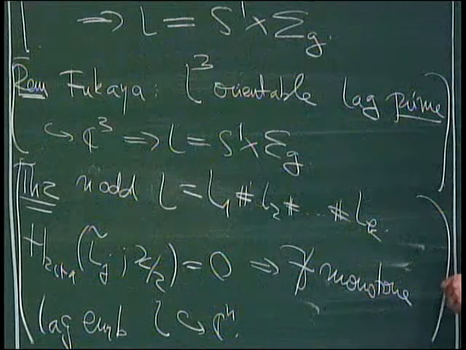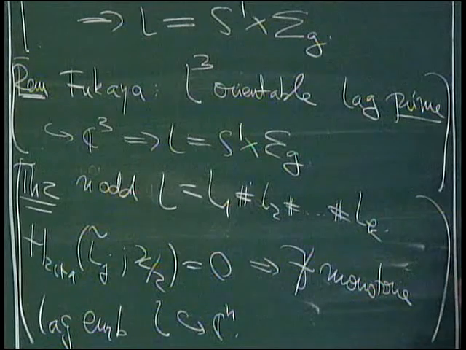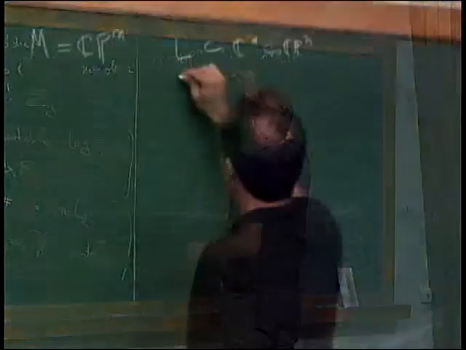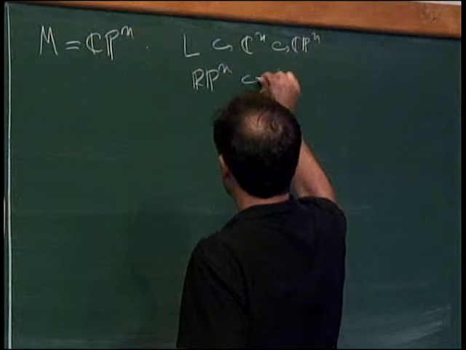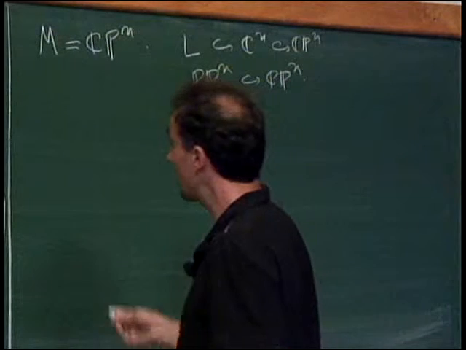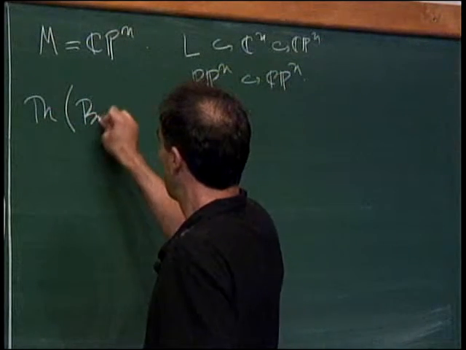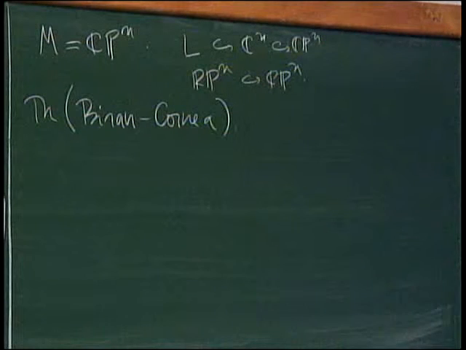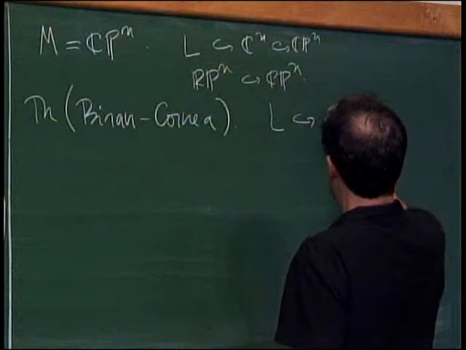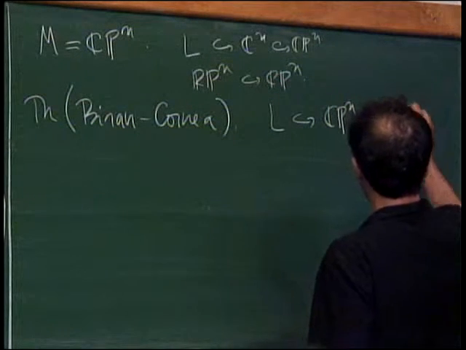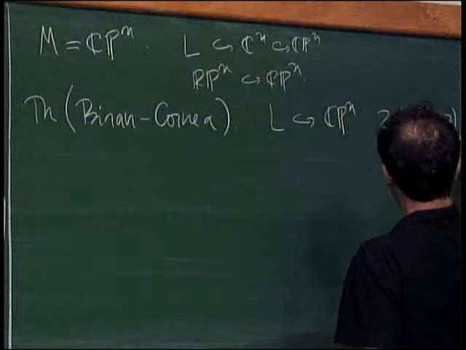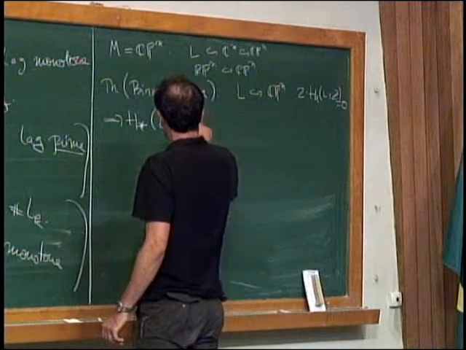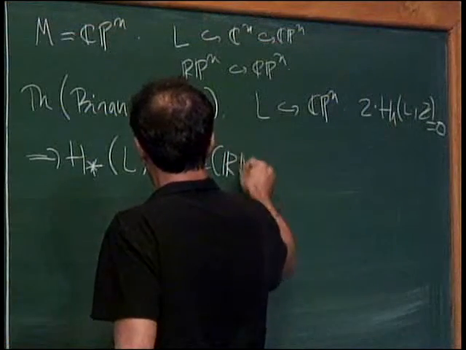So these are the statements for Cn. Now, for CPn, of course in CPn we have all the Lagrangians coming from Cn, and we also have RPn as examples. There are others. As an obstruction, we have this new theorem of Biran and Cornea, saying that if L is Lagrangian in CPn, and if 2 times H1 of L, Z is 0, then the homology of L is the one of the real projective space.